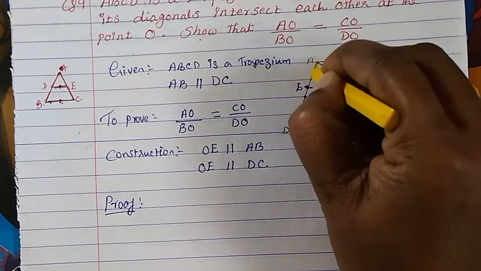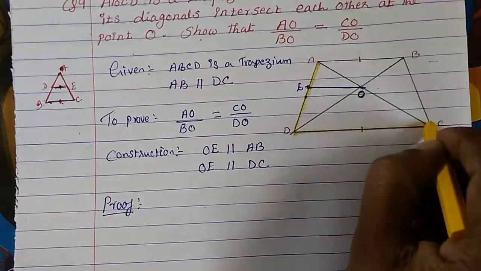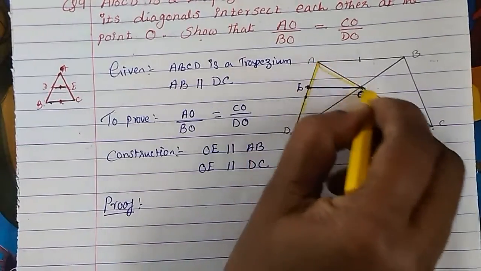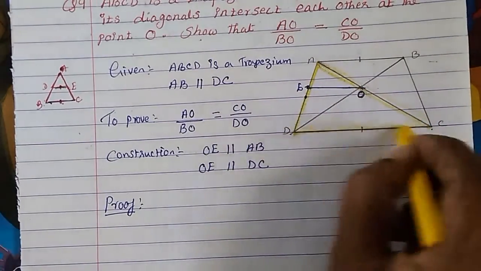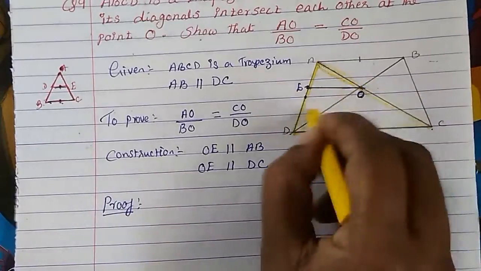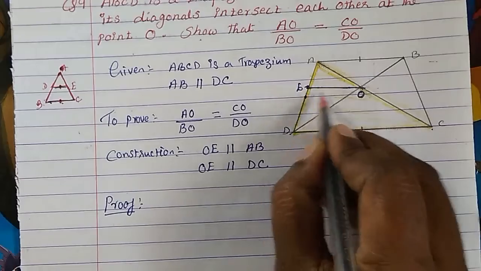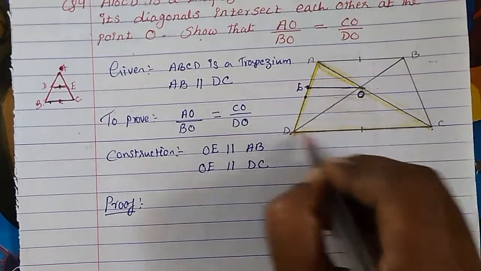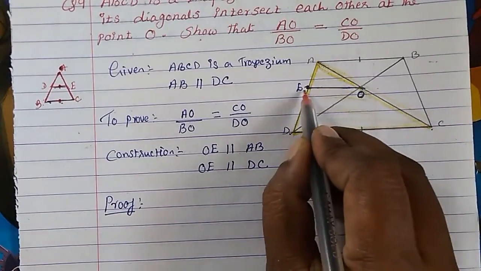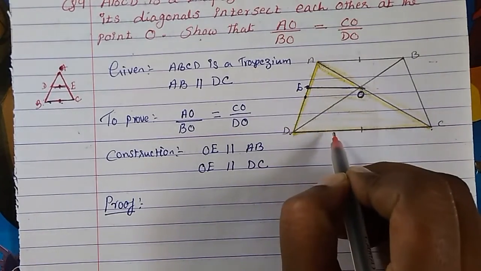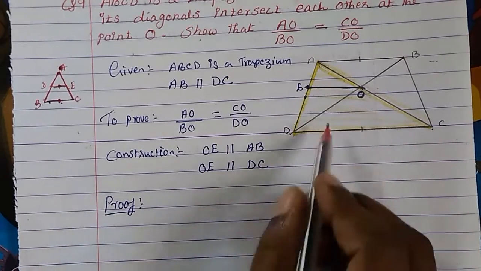This triangle will take A, D, C, and this. Okay, this triangle we are taking. Now you know that ADC is the triangle. In this triangle, DC becomes the base, and DC and EO, these two lines are parallel by construction. You see, OE is parallel to DC by construction.